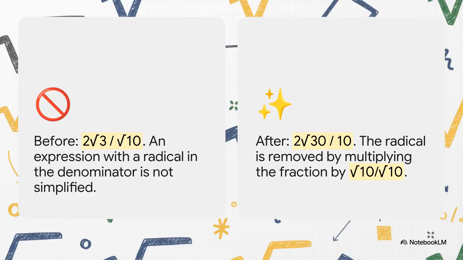And this is a perfect before and after. To get that square root of 10 out of the bottom, we do something kind of clever. We multiply the whole fraction by the square root of 10 over the square root of 10. Now, hold on. What is anything over itself? It's just 1, right? So we're not actually changing the value. We're just multiplying by a very fancy version of the number 1 to clean up that denominator.